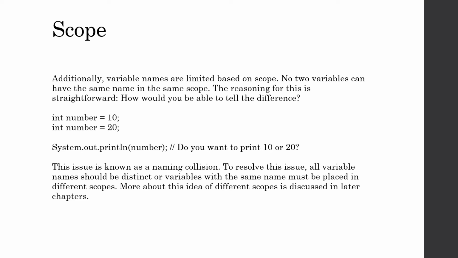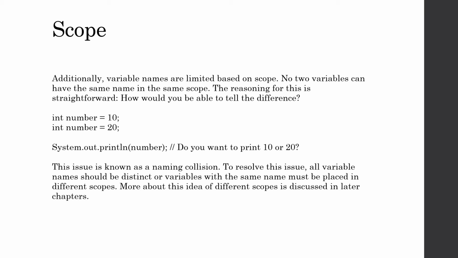In addition to that, there's another characteristic about variable names you need to be careful about, which is that they're going to be limited based on the scope that you're currently in, meaning that no two variables can have the same name in the same scope. And the reasoning for this is pretty straightforward. How exactly would you be able to tell the difference? If you create two variables that have the same name, how do you know which one you're referring to whenever you try to use it later?